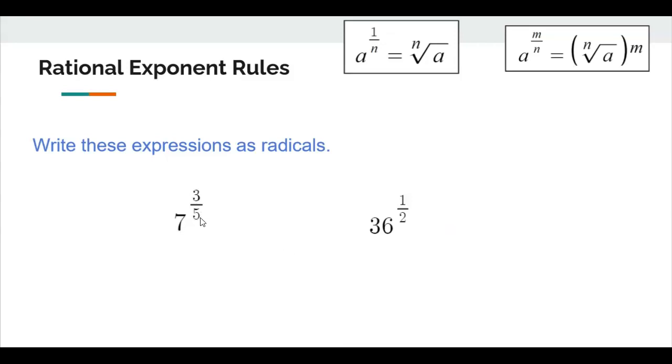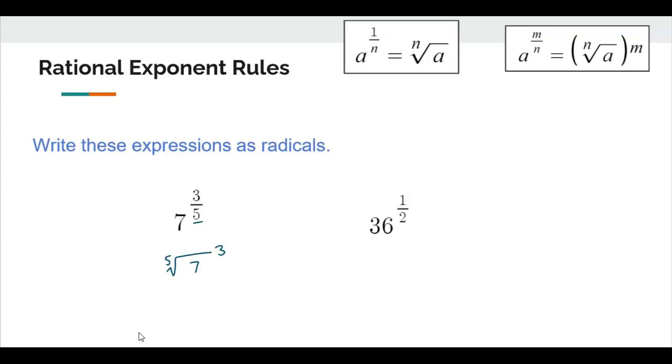So we're going to write 7 to the 3/5 in radical form. We'll use this rule up here. Our denominator will become our root. Our numerator will stay an exponent. All right, so here we go. We're going to make a root. 7 stays underneath. Our denominator is going to be the base of our root, 5 root 7. And then we're going to leave the numerator where it is as an exponent. That's how we write that as a radical.